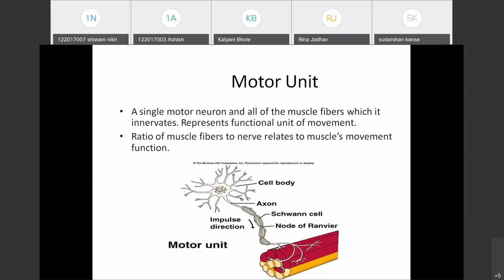Okay. So here is a nerve fiber. You can see here it's a cell body. It's a complete nerve. Okay, here is a cell body. And this conduction kind of a thing is called an axon. And this upper part is called a cell body.